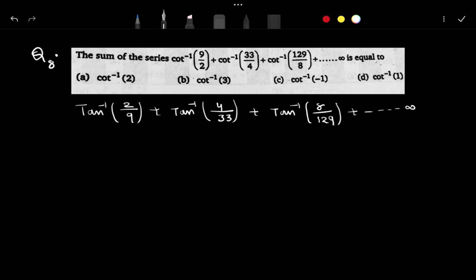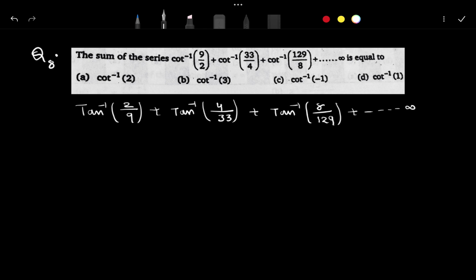In the denominator you see 9, you can write as 1 plus 8, and 8 you can write as 2 power 3. Next, you can write 1 plus 32, where 32 is 2 to the power of 5. And this one will be 1 plus 128, where 128 you can write as 2 to the power of 7.